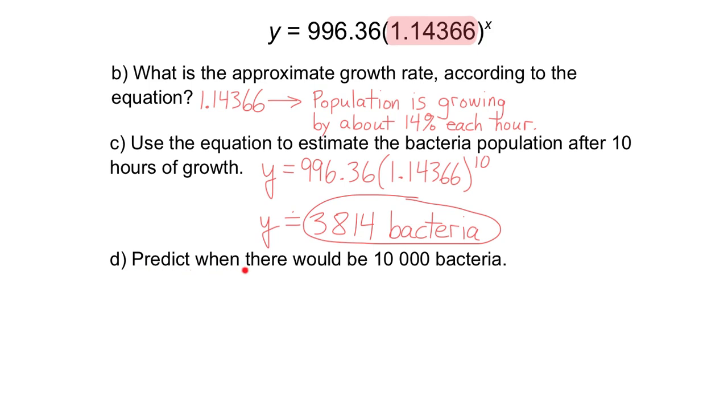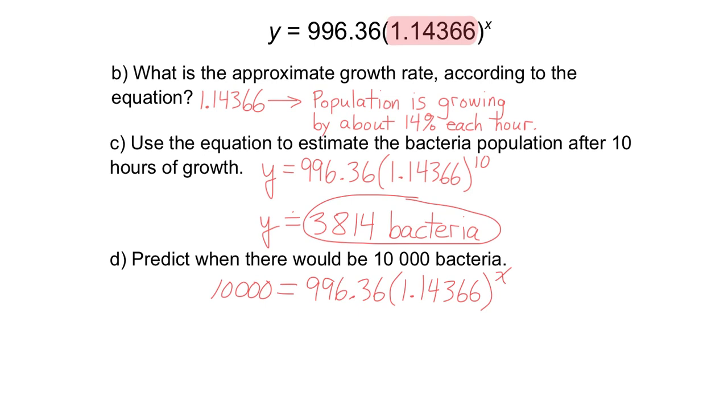Part D, predict when there would be 10,000 bacteria. So this time we know the population. We want to figure out when that will happen. So we're solving for x. We know the population. We don't know the time. Now there is a way to solve for the unknown exponent and get a precise answer. However, that's not part of this math course, so I'm not going to talk about it, but if you are interested in knowing a precise way of figuring out what the value of this exponent is, you can talk to me.